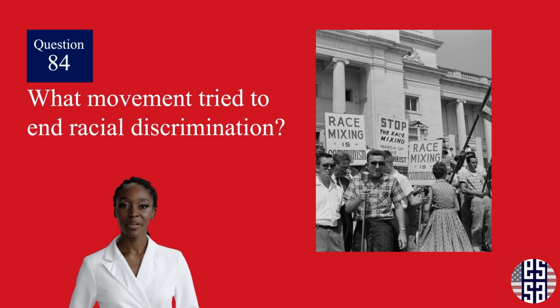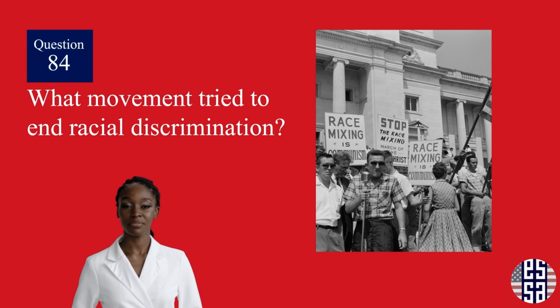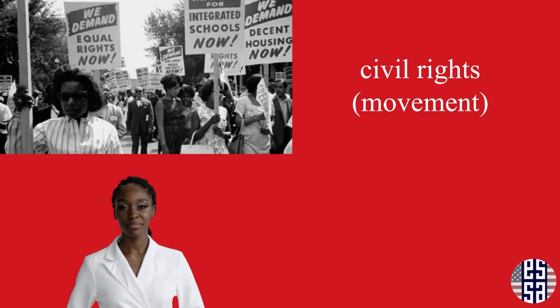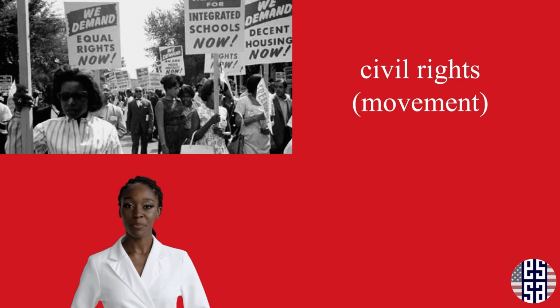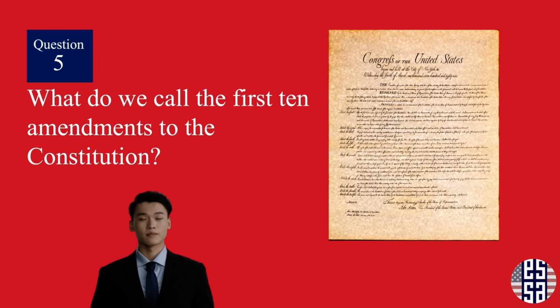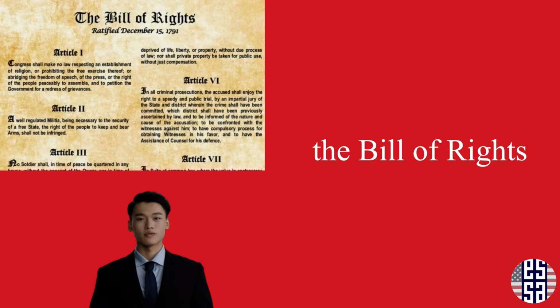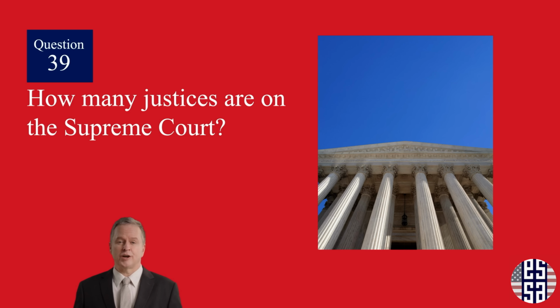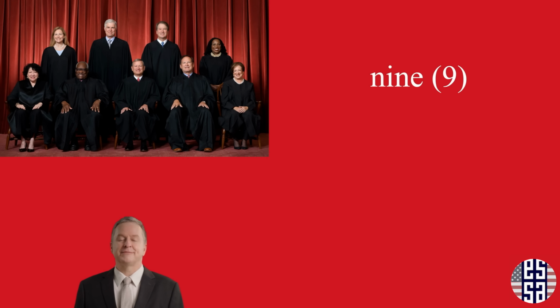What movement tried to end racial discrimination? Civil rights. Or the Civil Rights Movement. What do we call the first 10 amendments to the Constitution? The Bill of Rights. How many justices are on the Supreme Court? 9. There are 9 justices on the Supreme Court.